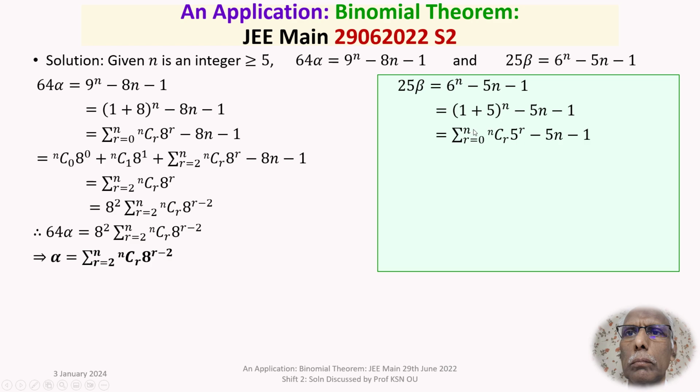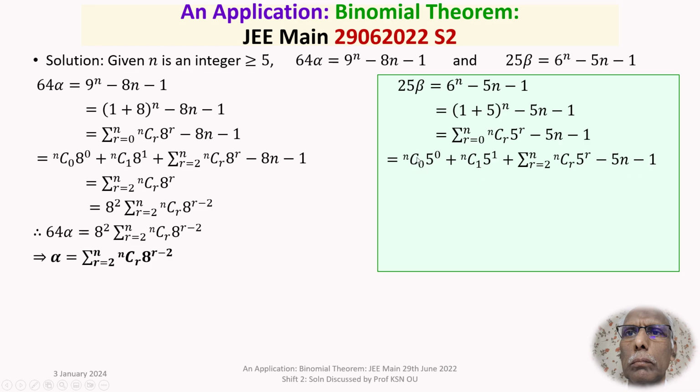Sigma r is equal to 0 to n nCr into 5 power r minus 5n minus 1, and write the first two terms exclusively, then write sigma r is equal to 2 to n. So that is nC0 5 power 0, that is for r is equal to 0, plus for r is equal to 1 nC1 into 5 power 1, plus sigma r is equal to 2 to n nCr 5 power r minus 5n minus 1.